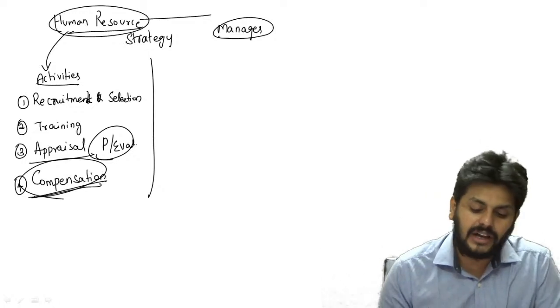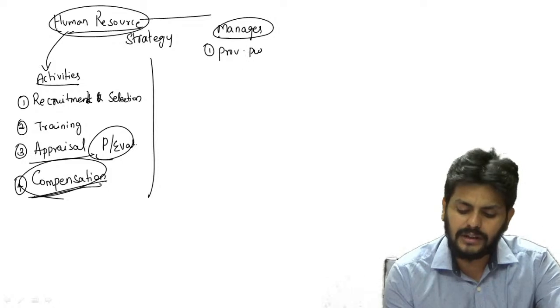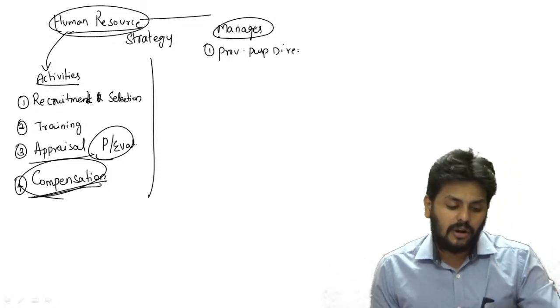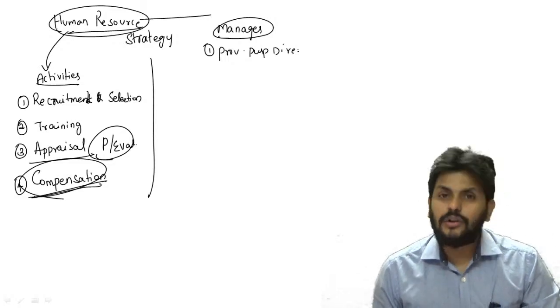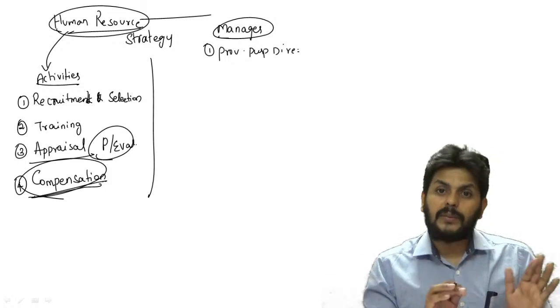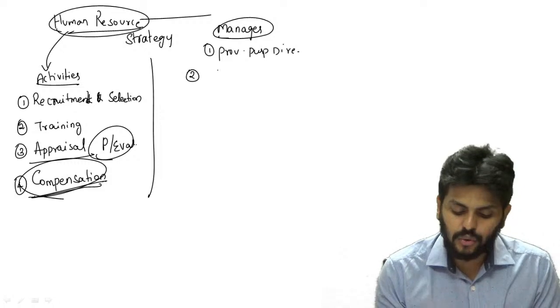And then every HR manager has 7 jobs here. One: providing a purposeful direction. Don't make them walk meaninglessly. I told you already, on the path that we are walking, the destination should be very clear. Where are we heading? What are we actually doing? Provide a purposeful direction.